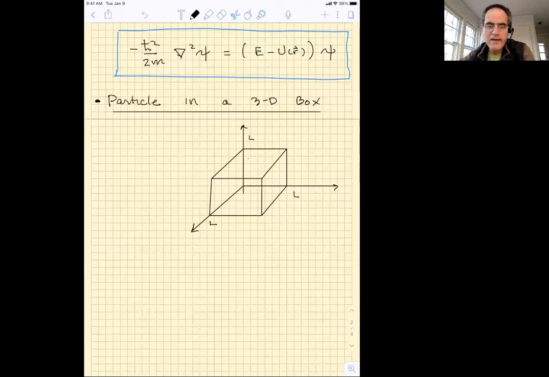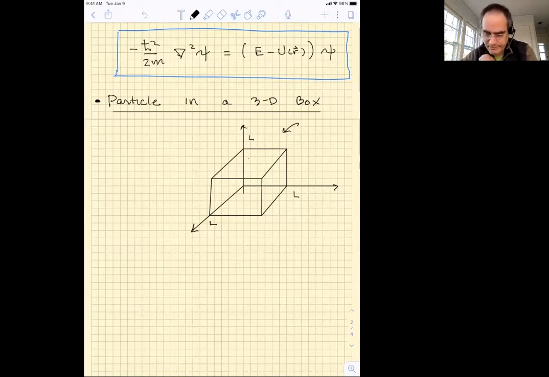Okay, well, let's turn to our first example problem, a particle in a three-dimensional box. In the three-dimensional particle in a box, our particle is confined to a region of space in the shape of a cube of dimensions L by L by L.